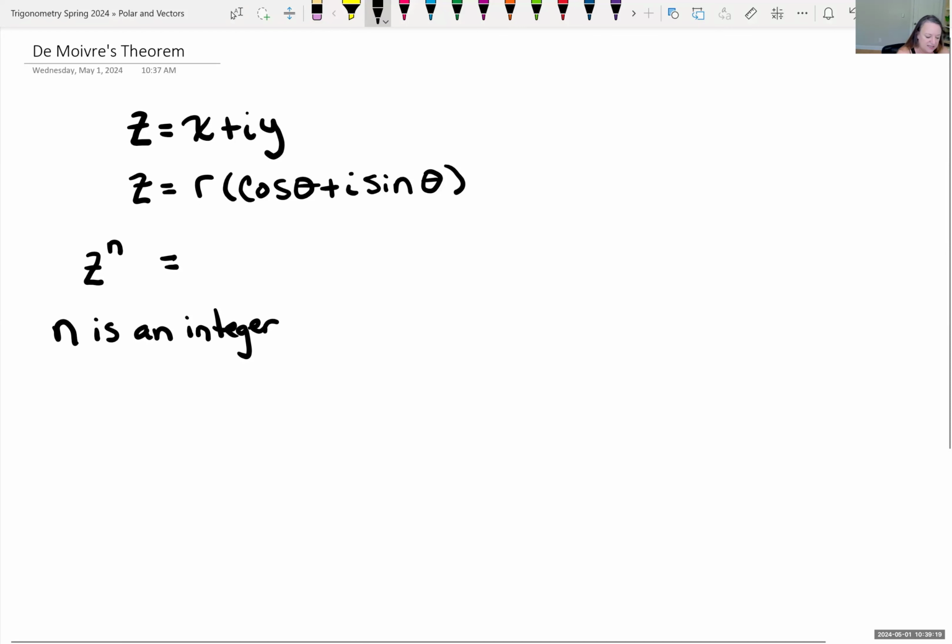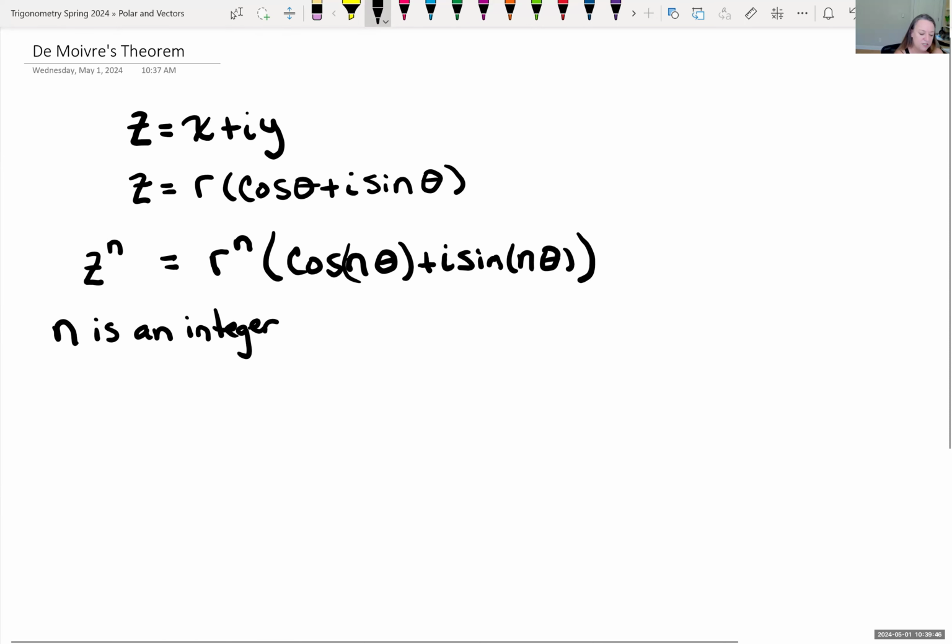then the theorem says that this is the same thing as taking our modulus r, raising that to the nth power, all times cosine of n theta, so our exponent times our angle, plus i sine of n theta. Which makes sense if you go back to multiplication.